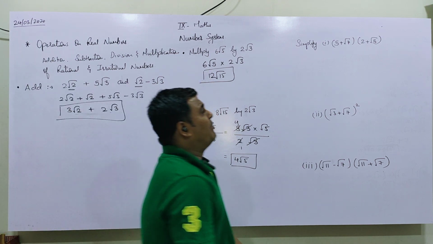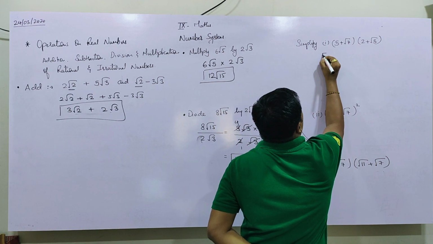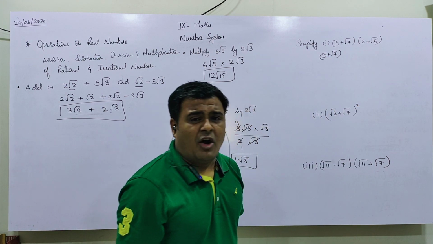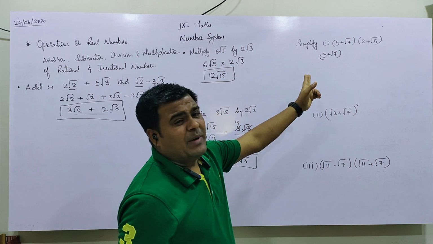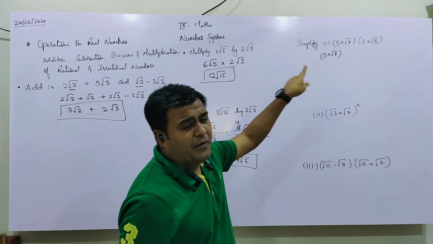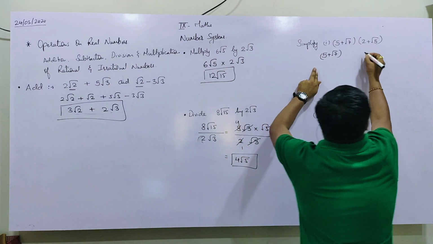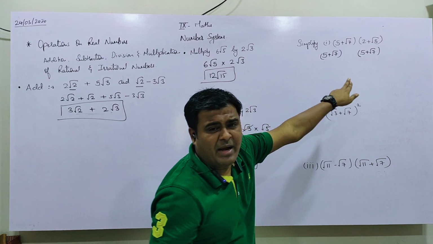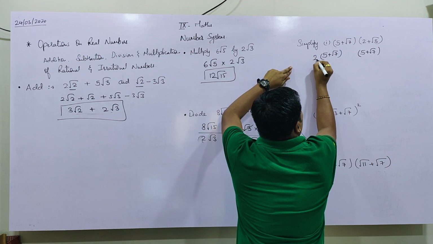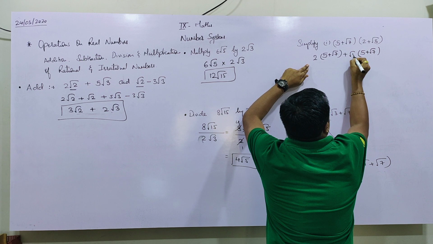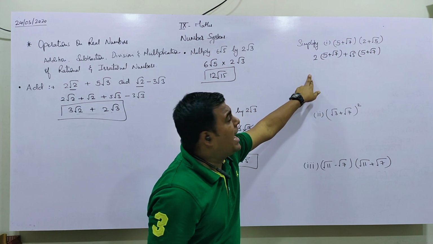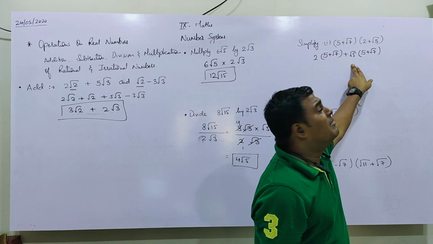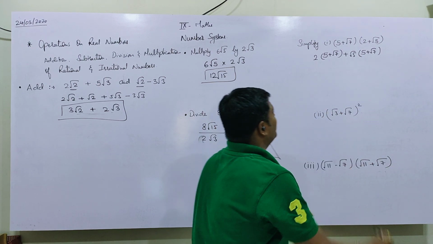Now let us take the example of simplification. Here we have 5 root 7. We have two brackets of that. To multiply the first bracket with the second bracket, I will select the first bracket and write 2 times 5 root 7. And here with the second bracket, I use the first digit 2 and the second digit plus root 5. So 2 will be multiplied with both 5 and root 7, and again root 5 will be multiplied with 5 and root 7. Let us multiply.